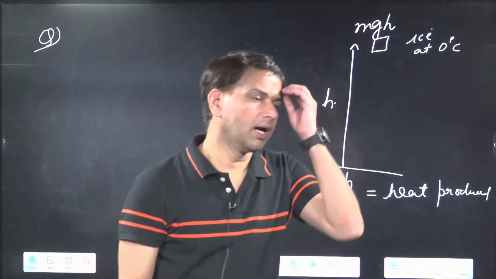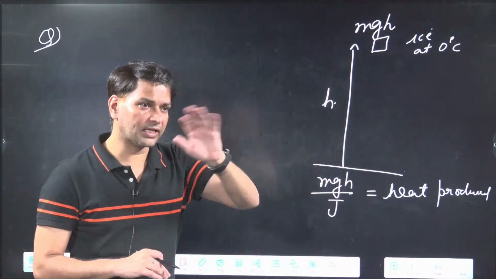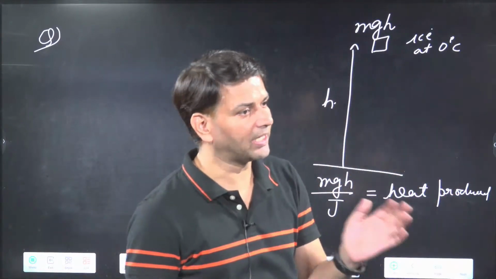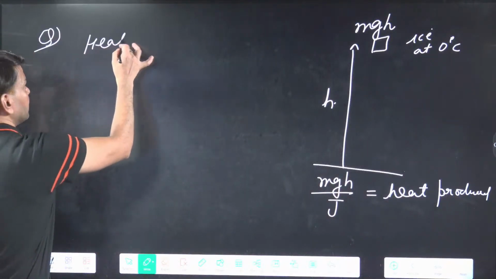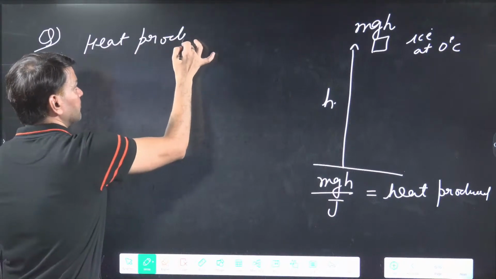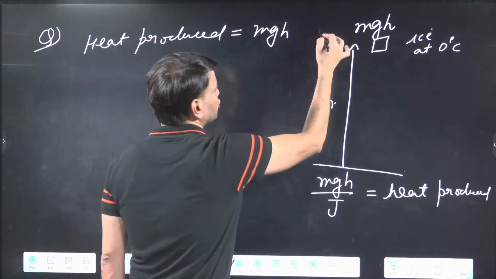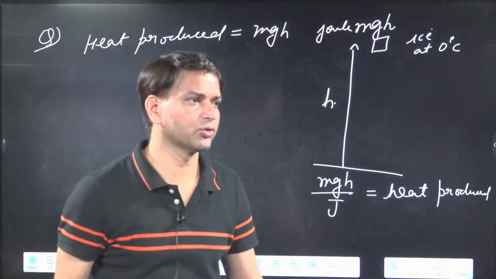Everybody got it or not? In this problem, the whole energy is converted into heat, and due to that heat, the ice melts completely. So we can say heat produced is equal to mgh. That you will get in joule. You put M, you put G, and you get it in joule.